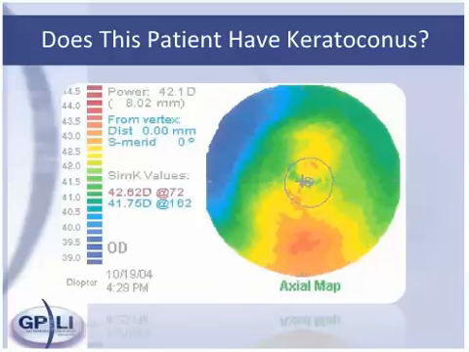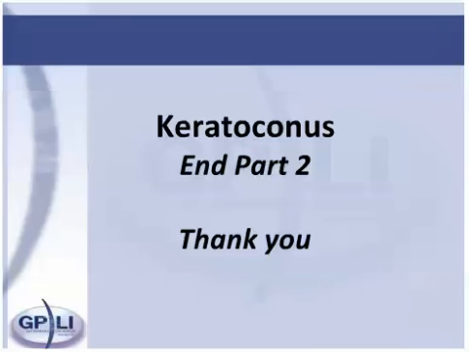So the question remains, does this patient have keratoconus? Although the axial map shows a keratoconus type pattern, none of the other indices seem to conclude that keratoconus should be the diagnosis. This will have an impact on the patient's quality of life and future decision plans. This concludes the topography section of the keratoconus module.